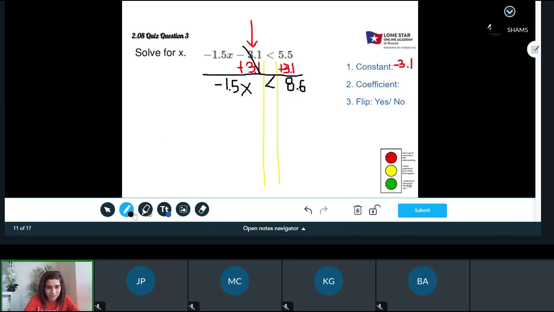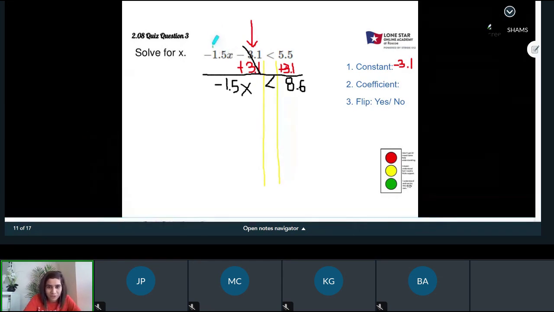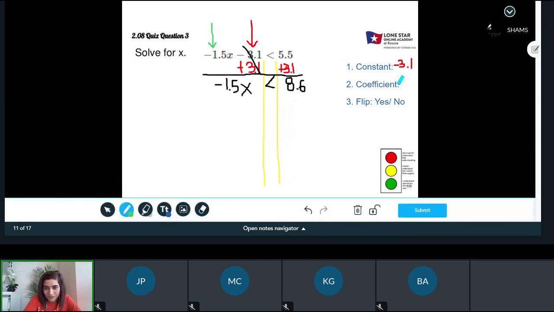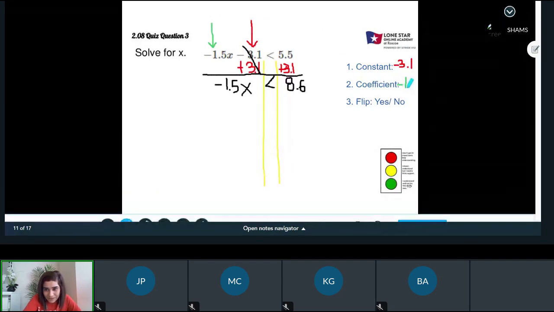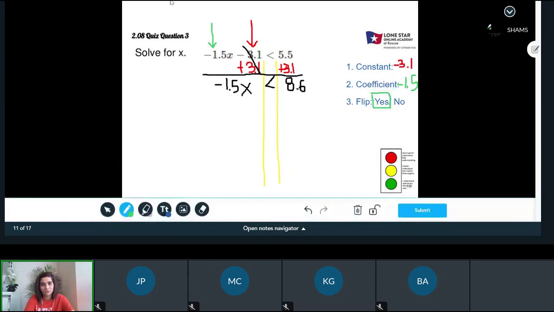In this question, the coefficient is the number that has the variable. Therefore, coefficient is negative 1.5. When coefficient is negative, in your final answer, you are expected to flip. You're expected to flip the inequality symbol.